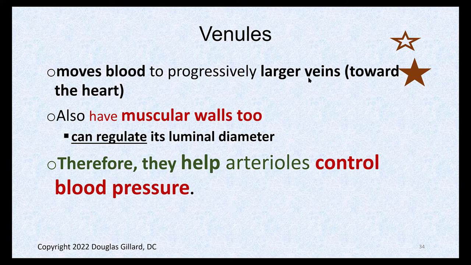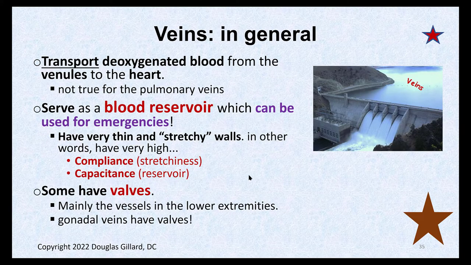And they push the blood into progressively larger and larger veins. We know that. The venules are very muscular as well, not quite as muscular as arterioles, but they can help control blood pressure by decreasing the size of the lumen because they can contract the tunica media. Veins in general transport deoxygenated blood. Who breaks the rule? What vein transports oxygenated blood?